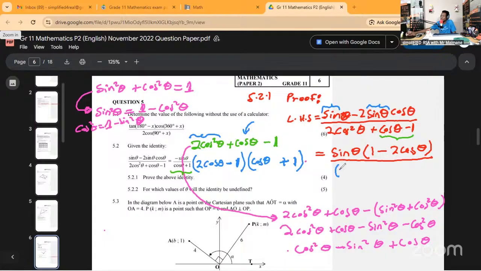Okay, let me take the factorized one and put 2 cos theta minus 1 into cos theta plus 1. Sharp. Let me take that one.